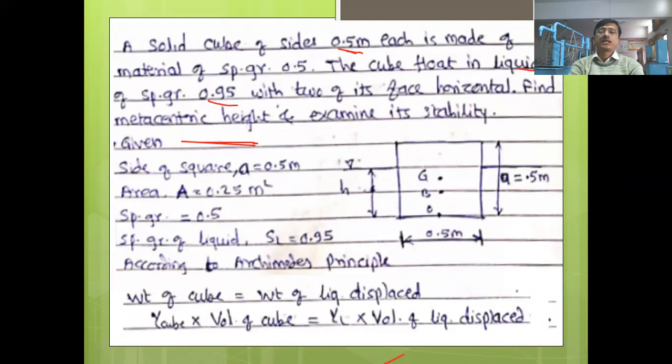So first of all, draw the diagram like this, which is seen on the screen. Draw a square. In the front view, you will observe the square. Though it is a cube, in the front view, on a two-dimensional figure, it will look like a square. And in a three-dimensional figure, you can draw the diagram like this.